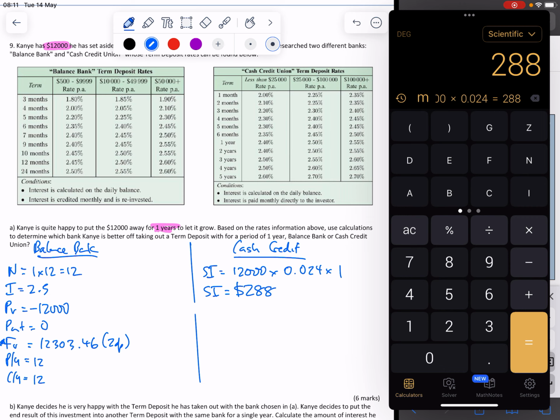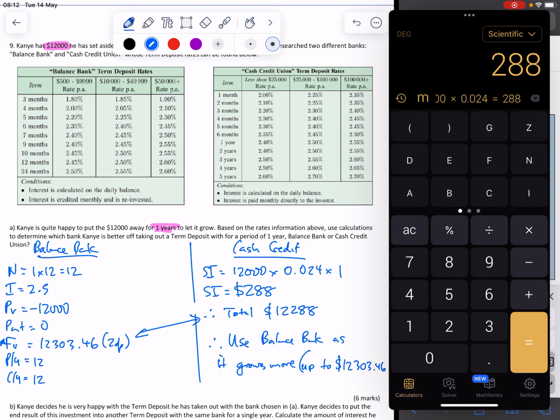So what would that actually grow to? Therefore, total is 12,288, which is smaller than this. So therefore, which bank? Use balance bank as it grows more, up to $12,303.46.